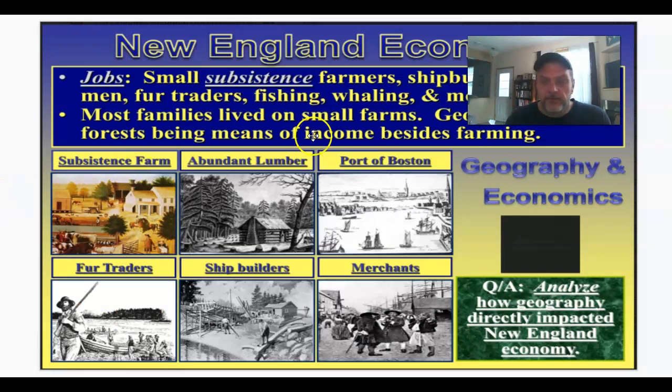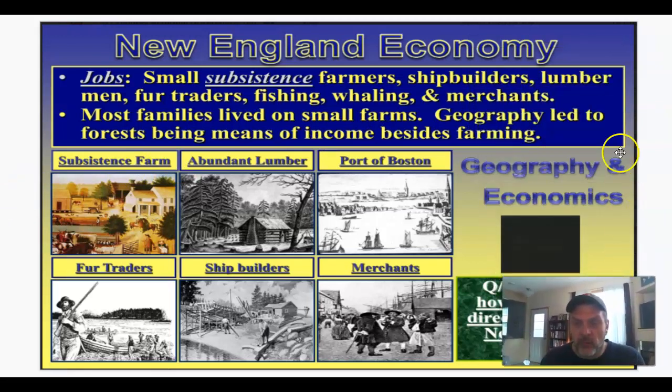Okay, so the last few slides are in a nutshell what the different colonies were like, specifically New England. These are really helpful slides for you to review if you need to remember some quick characteristics about each region. Chapter 2 primarily deals with the Chesapeake region and the New England region. So take a look. The New England economy here was based largely on small subsistence farmers, okay? Shipbuilders, fur traders, fishing, whaling, merchants, those kinds of things.